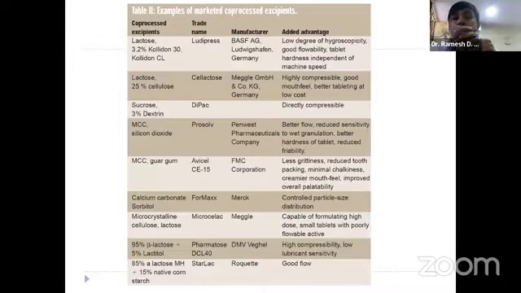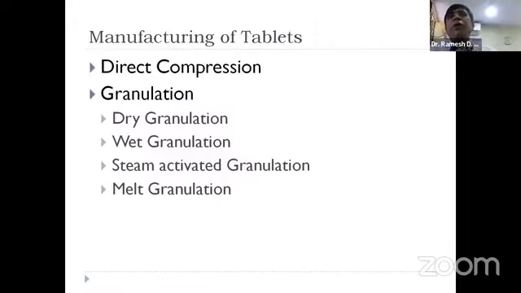Yeah, one more thing in the formulation part, that disintegrants are not required in chewable tablets. If you look at the types of the tablets, you have already studied, I think. So the chewable tablets do not contain disintegrants because they are not meant to disintegrate. Now, tablets can be manufactured by different techniques: dry granulation, wet granulation, steam activated granulation, and melt granulation. These are the granulation techniques, and they can also be prepared by direct compression.